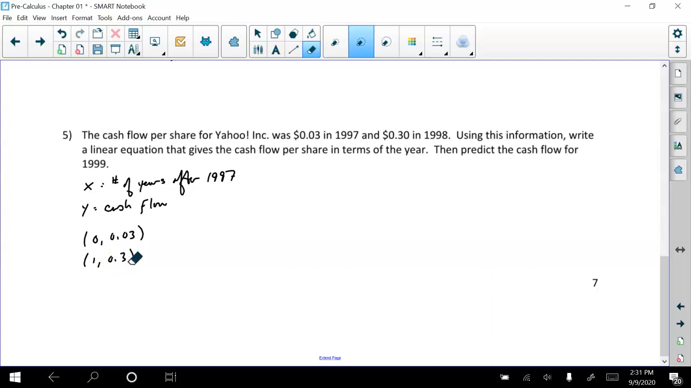Now, this is a more familiar form. We're used to working with these ordered pairs. So what we can do is find the slope, y sub 2 minus y sub 1 over x sub 2 minus x sub 1. So it's going to be 0.3 minus 0.03 divided by 1 minus 0. So we're going to get 0.27 divided by 1. So that's going to tell us that our slope is 27 cents.